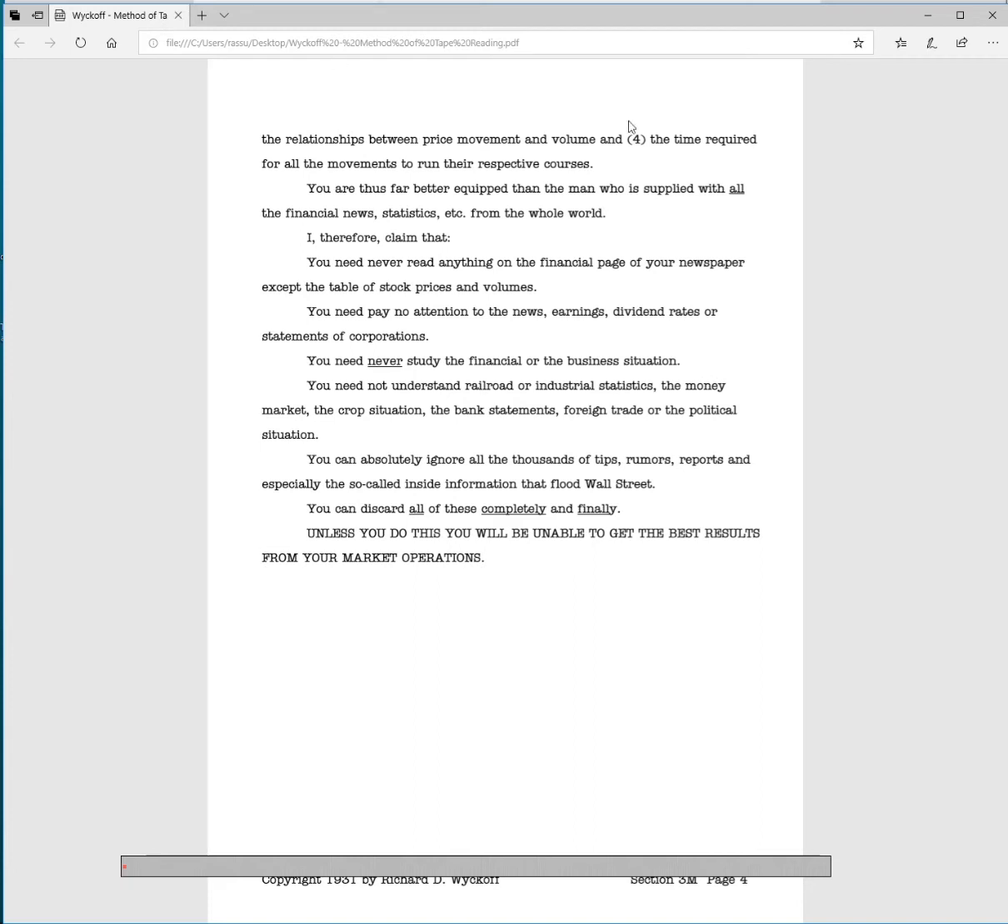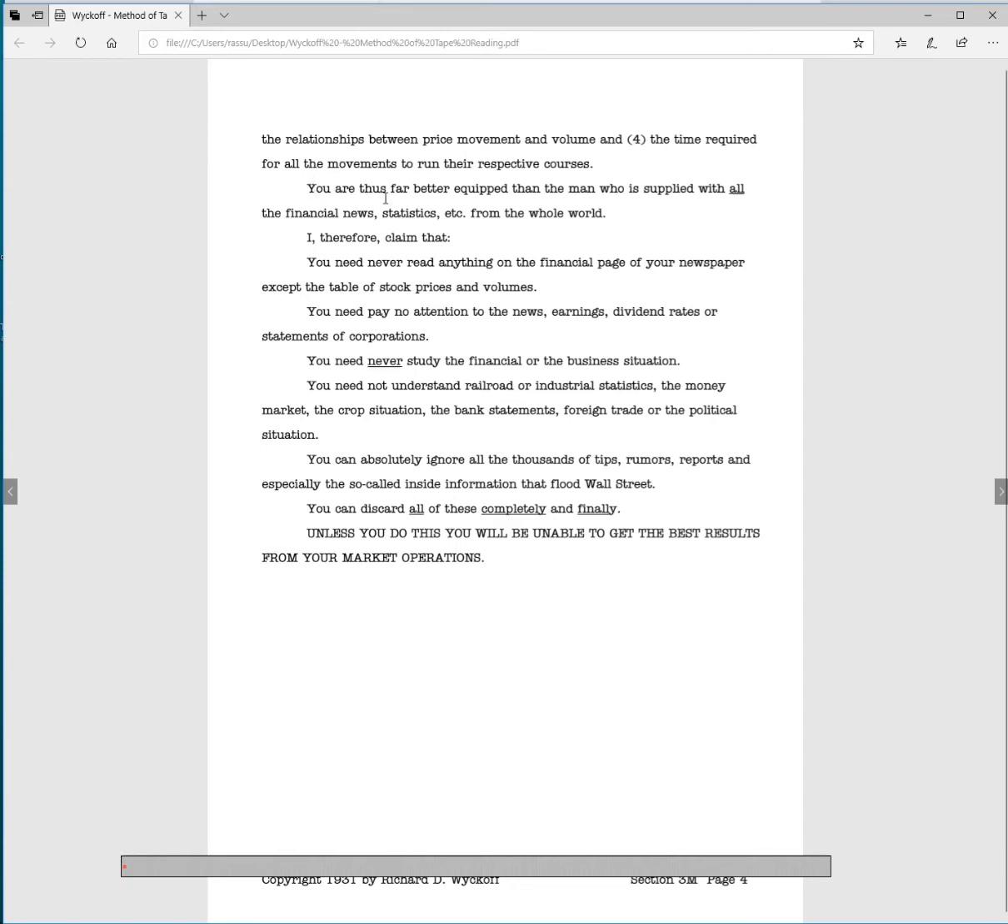What else? The time required for all the movements is just the time or the length of the rally. Did it last on an intraday basis? It would be like, did it last an hour, 45 minutes, 30 minutes, 20 minutes? On daily, it could be, did it last a week? Basically the number of bars if you're using a time frame.